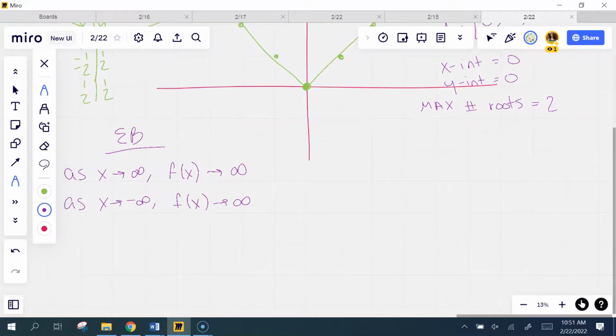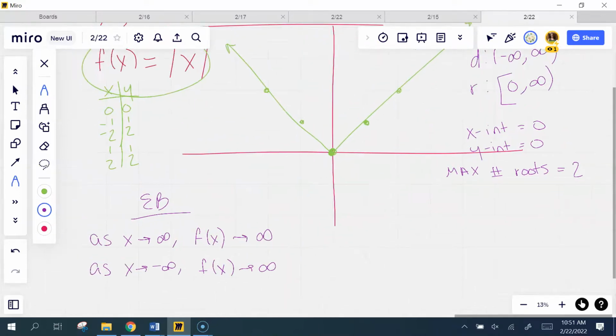Yes. Continuous, discontinuous. Continuous. Can you draw this whole thing without lifting your pencil? So it's continuous. Uh-huh. That's right.